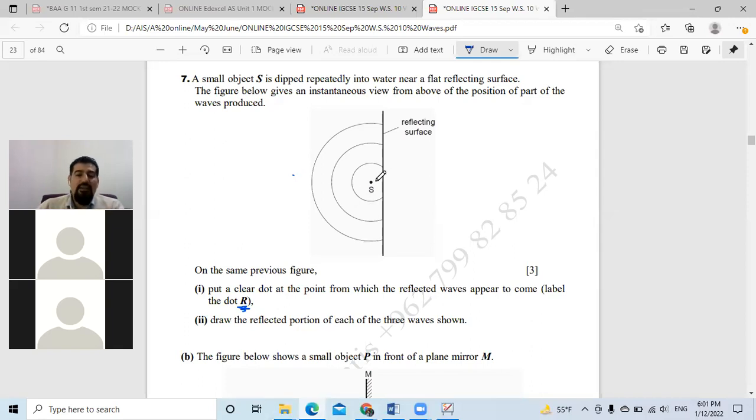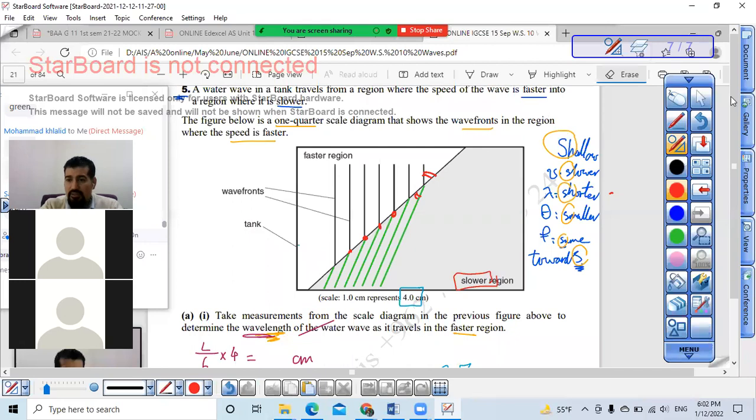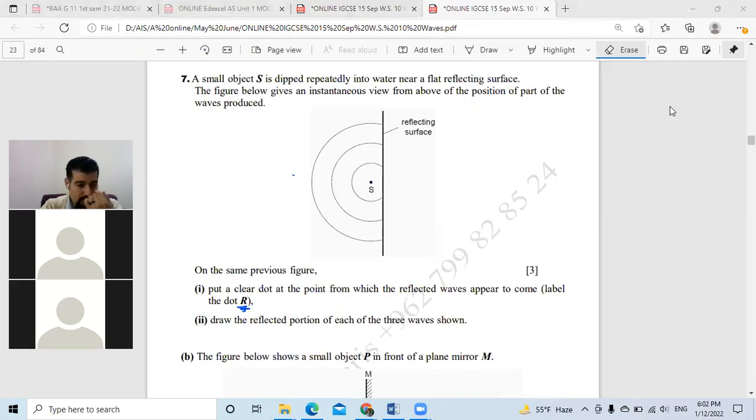What does that mean? How far is this point, the source, from the surface? Let's say half a centimeter, 0.5 or 0.4. That means the image of this source will be behind the reflecting surface by the same distance. How far is it from here to here? It will be exactly the same from here to here. This point I will call R, and this is where I will put the dot. Can I do it like this? No, it's better to use your ruler to be more accurate.